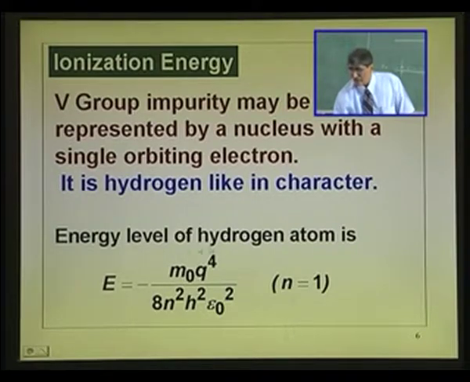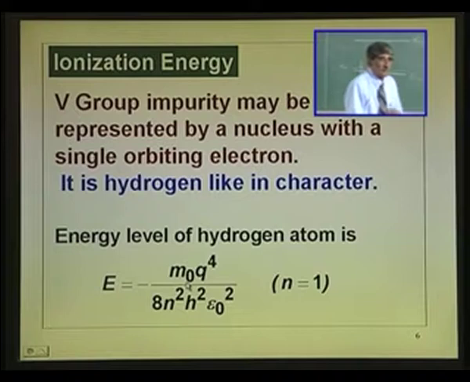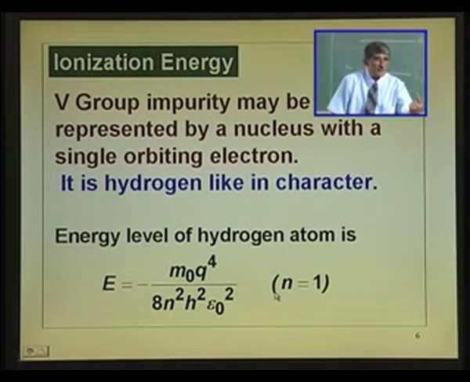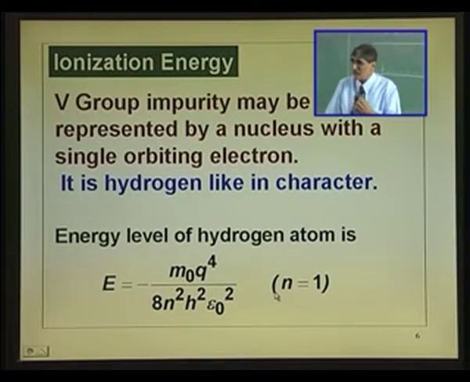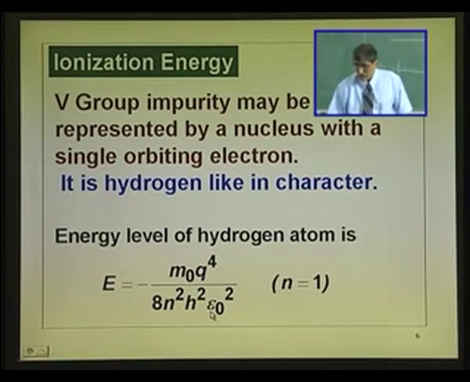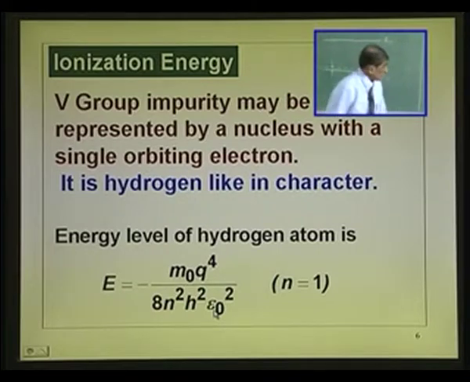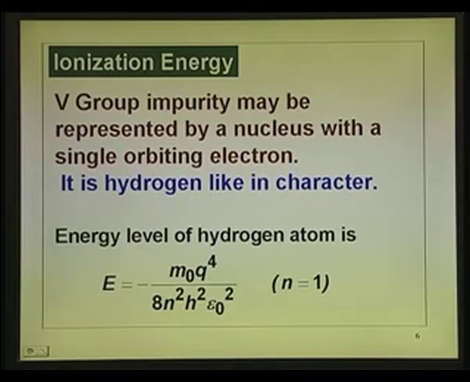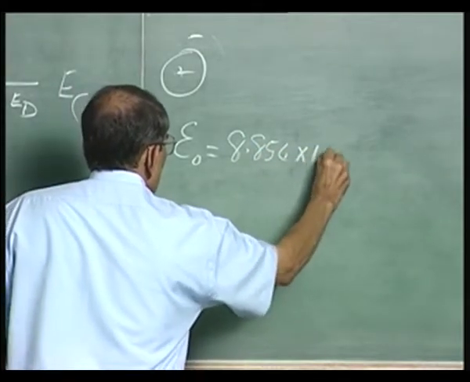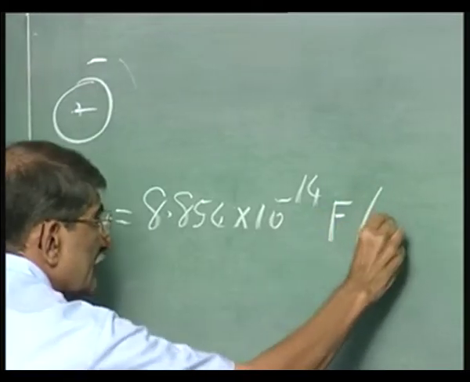Okay. This is almost dealt at the high school level, let me not go into that, where here m naught is the mass of the electron. When you talk of hydrogen, you will talk of the free mass of the electron, and q is of course the charge. n is 1 depending upon energy level. When you talk of the hydrogen atom, n is 1, only one electron. h is Planck's constant, epsilon naught is the permittivity of free space. So, when you substitute for m naught, h, n equal to 1, epsilon naught is 8.854 into 10 to the power of minus 14 farads per centimeter.